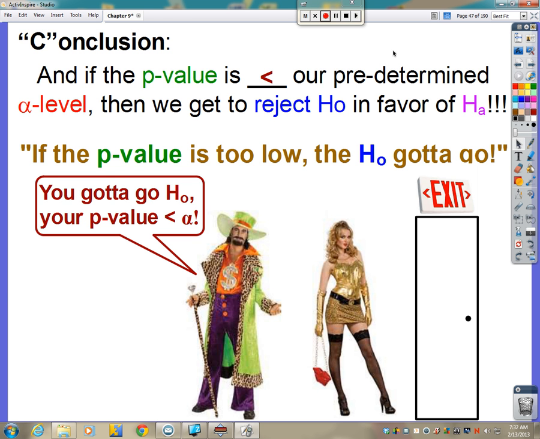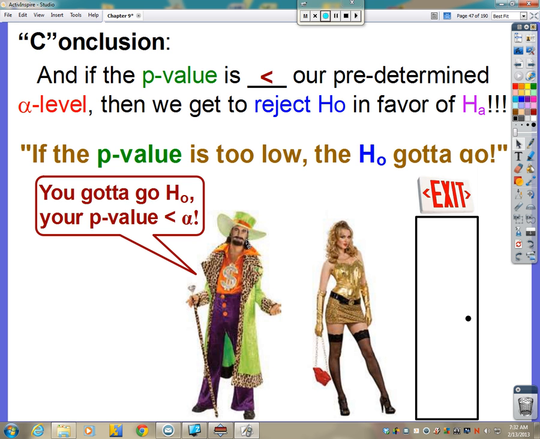And last but not least, our conclusion. If our p-value that we calculate using normal CDF is too low, if it is less than our alpha value, then we're going to reject the null hypothesis in favor of the alternate. So again, if the p-value too low, the null has got to go.